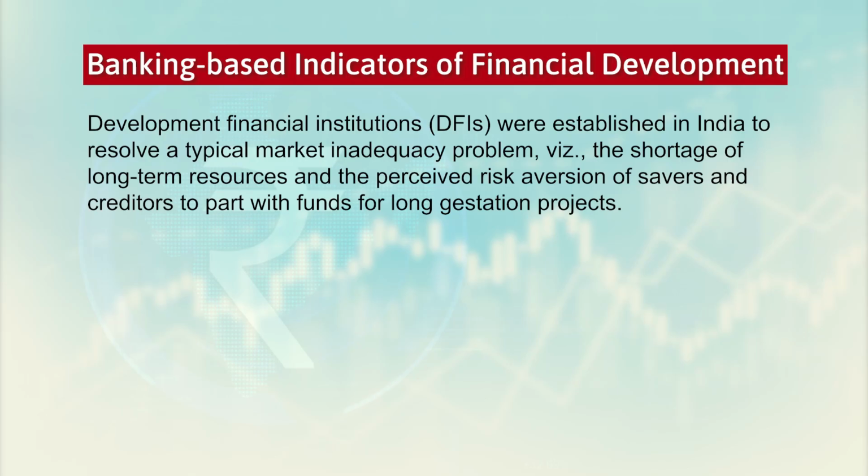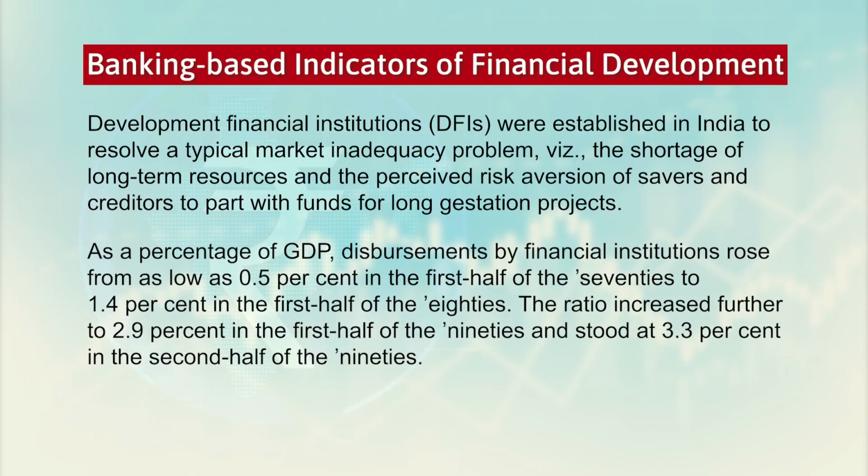Now, as a percentage of GDP, disbursement by financial institutions basically increased from as low as 0.5% in the first half of the 70s to around 1.4% in the first half of the 80s. And this ratio increased even further to around 2.9%, a little less than 3% in the first half of the 90s, and in the second half of the 90s it stood at around 3.3%.